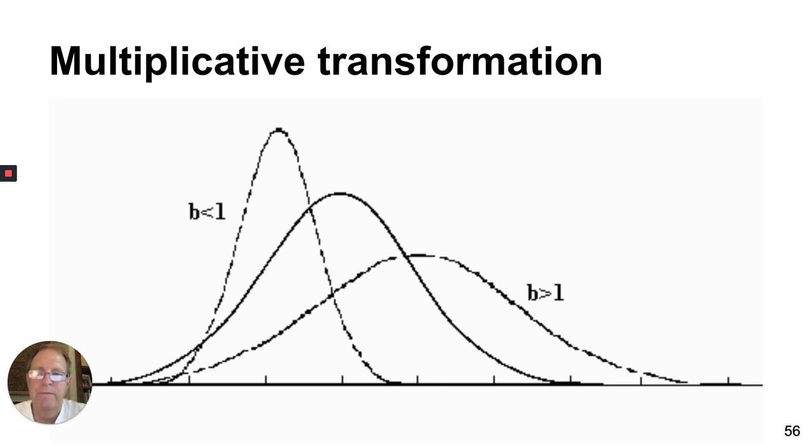And if I multiply all the values in that original distribution by a constant greater than 1, well, that's going to spread out that distribution. It's going to get broader, and the center is going to increase by a factor of b. Now, if I take that original distribution and multiply it by a constant less than 1, then the distribution is going to get smaller. It's going to get more narrow, it's going to get taller, and the mean will also decrease. I'm assuming here that b is some number greater than 0.